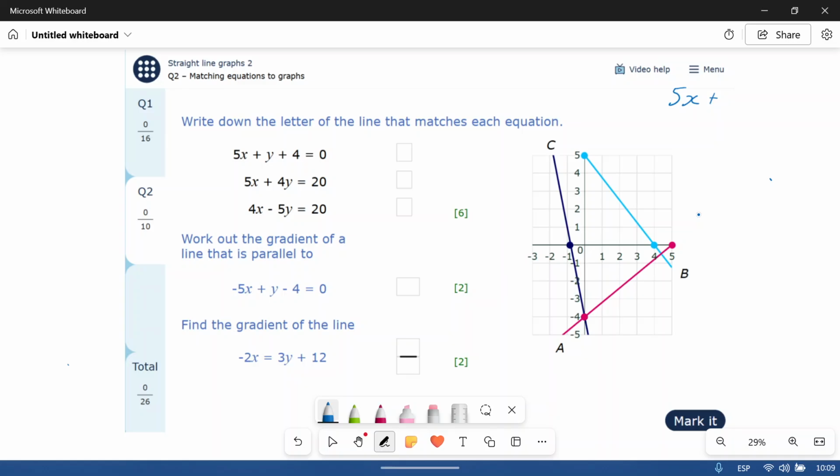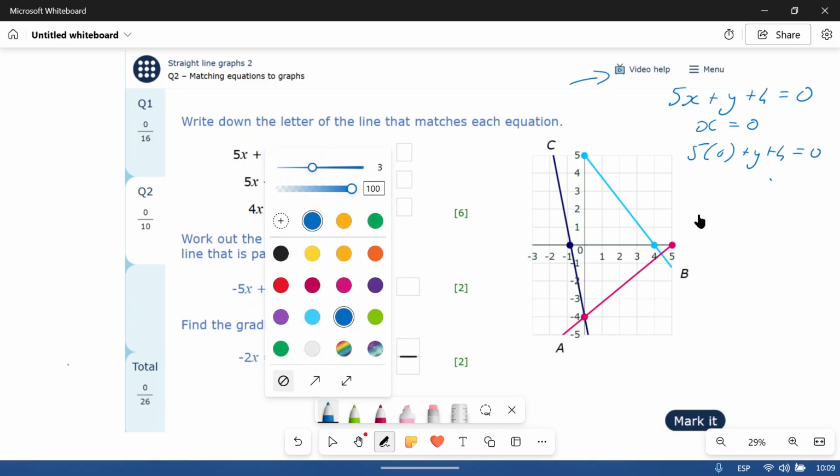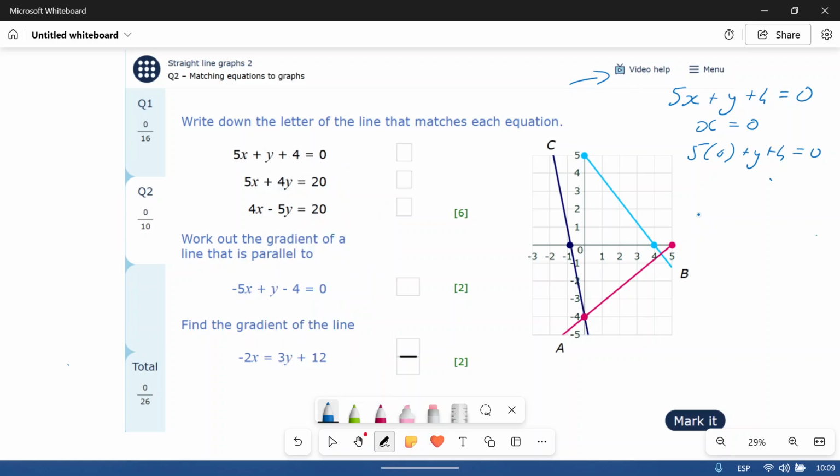5x plus y plus 4 equals 0. Now, if we make x 0, we'll have 5 times 0 plus y plus 4 equals 0. Also watch the video for help, yeah? Okay, so 5 times 0 is 0. We're left with y plus 4 equals 0. Move that 4 to the other side, y equals minus 4. So this graph will go through minus 4 on the y-axis. So it could be B or C.